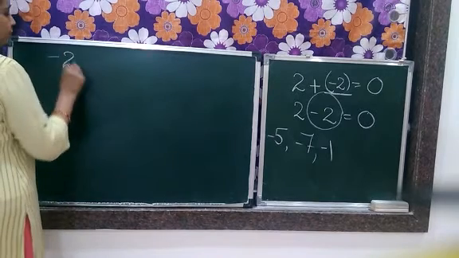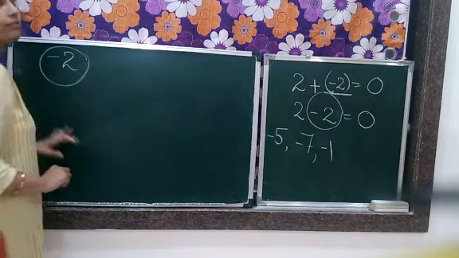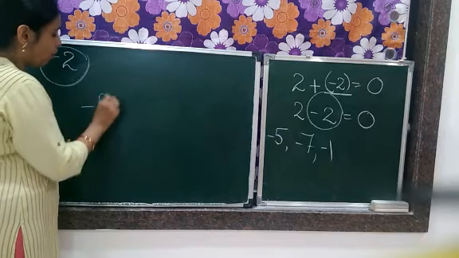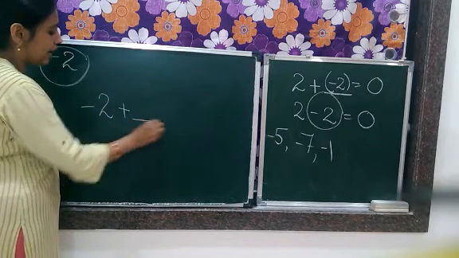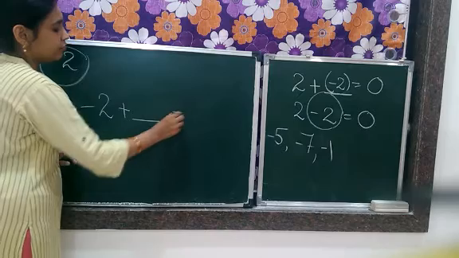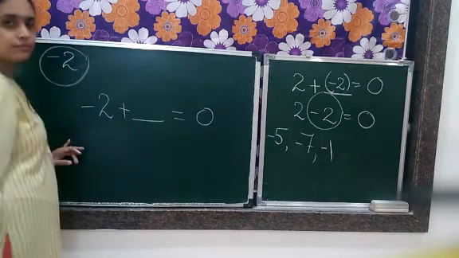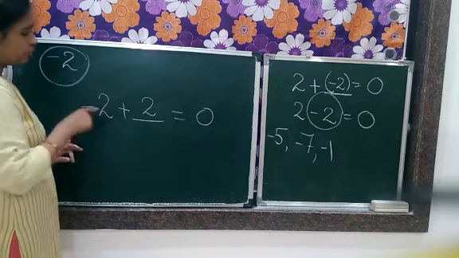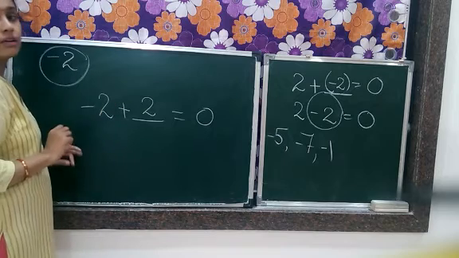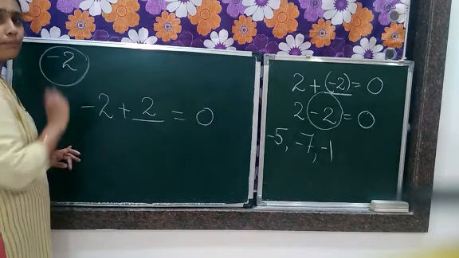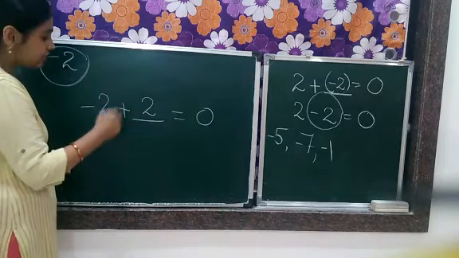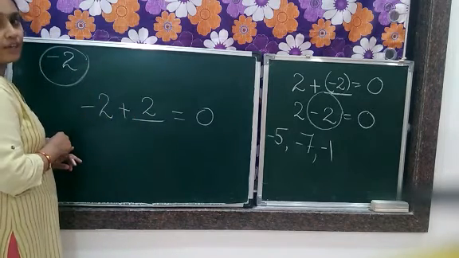Suppose minus 2. What is its additive inverse? That means what will you add to this 2 which becomes 0? Obviously plus 2. Yes. So what is the additive inverse of minus 2? Plus 2. But what did I say? An additive inverse is the negative of that particular integer.